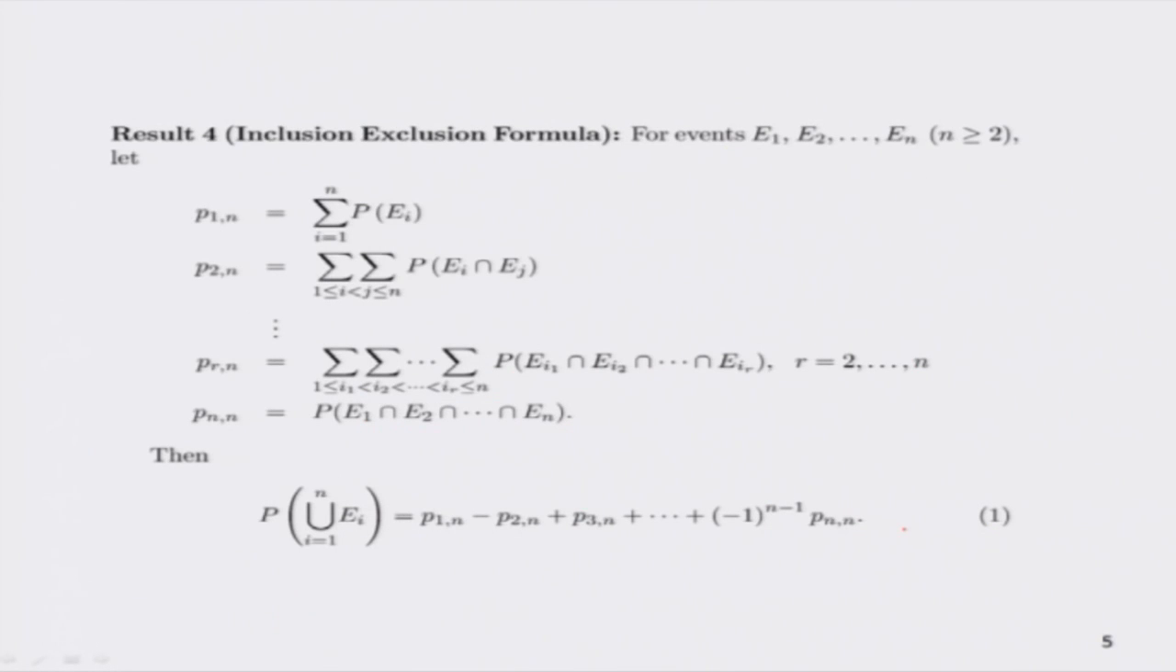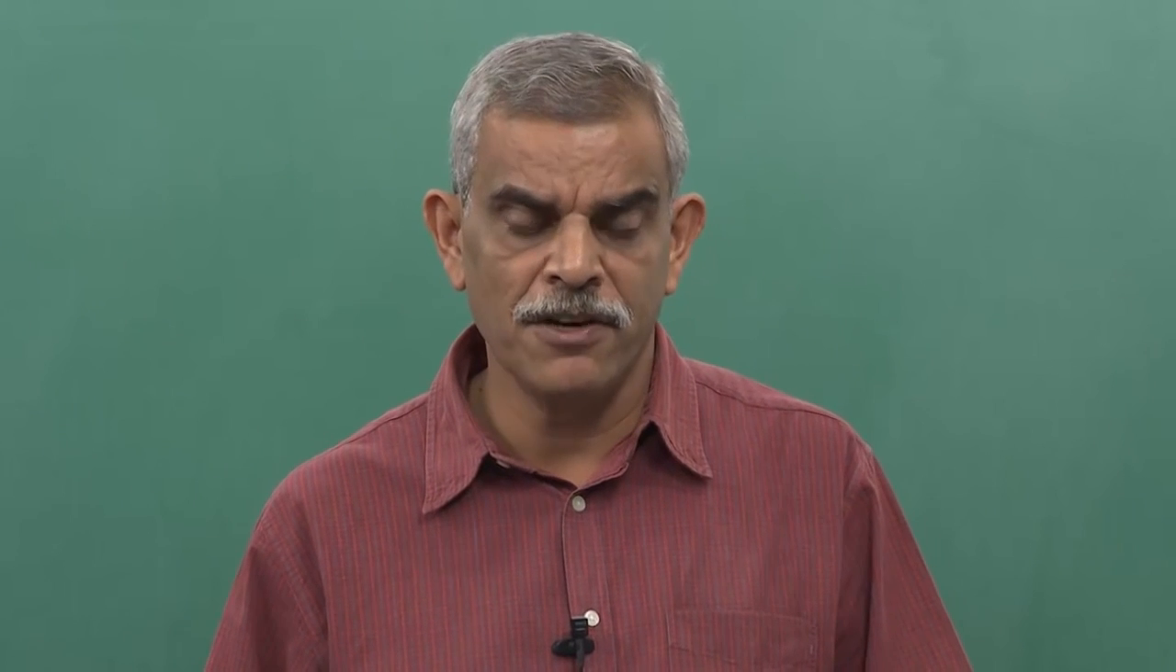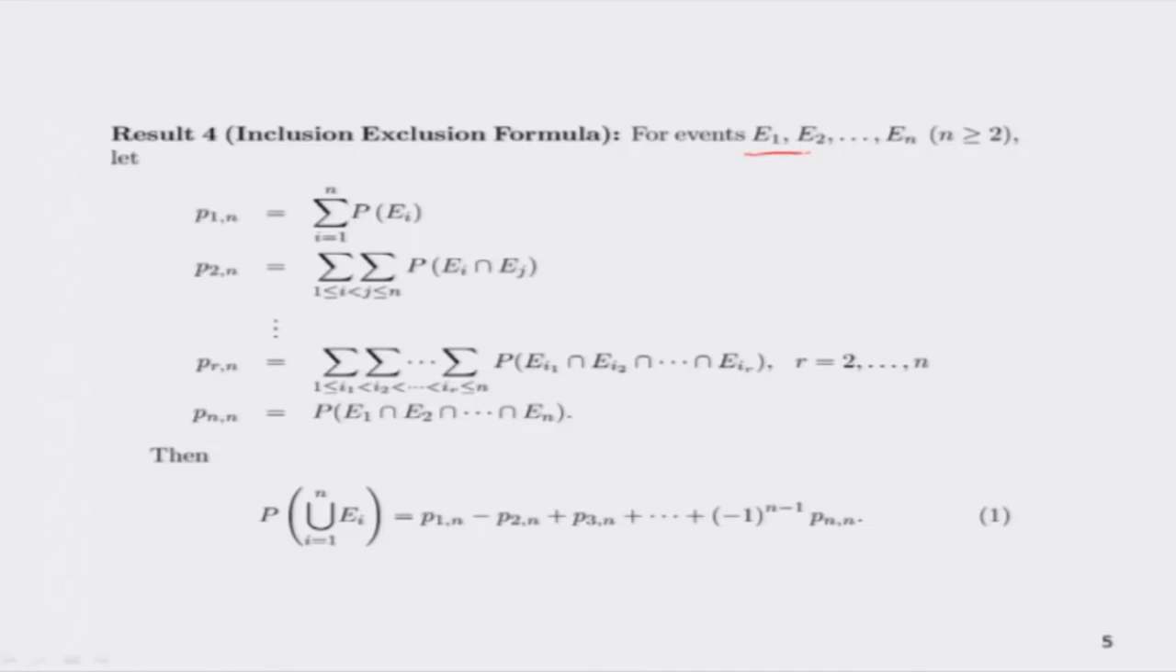Now let's look at some generalization of this result, which was for the union of two events. Now suppose you have the union of n events. So what it says is, for events E1, E2, up to En, where n is greater than or equal to 2, let us define P1n as the sum of probabilities of all events taken one at a time. So here I am taking events one at a time. So P1n is P of E1 plus P of E2 plus up to P of En. P2n is the sum of probabilities of joint occurrence of two events. So P of Ei intersection Ej. That means I take any two events, I look at the probability of their joint occurrence, and I sum over it.